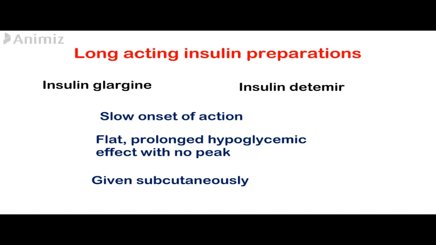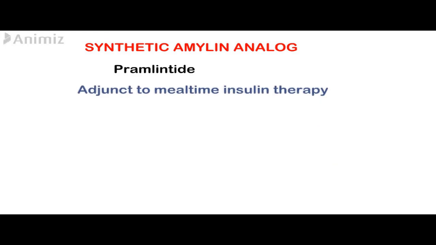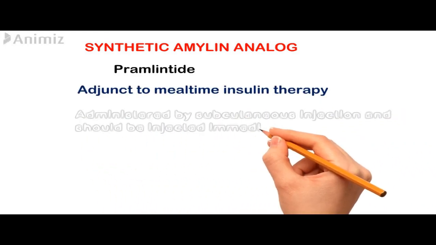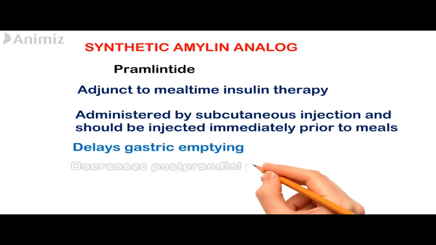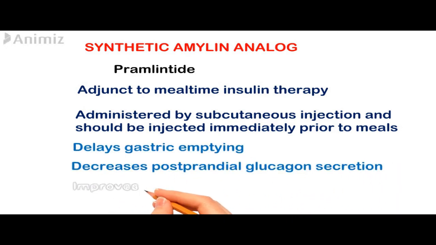I want to conclude this lecture with a drug called pramlintide. This is a synthetic amylin analog. Amylin is a hormone that delays gastric emptying, and also it decreases postprandial glucagon secretion and improves satiety. And this drug is indicated, or it can be used, as an adjunct to mealtime insulin therapy in patients with type 1 and type 2 diabetes.